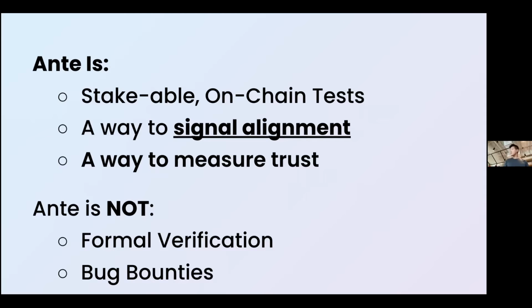And Ante is also not a bug bounty, in the sense that bug bounties are a way of facilitating trusted communication between people who identify exploits and the team, whereas we're building just simple stakeable on-chain tests that participants can either stake, meaning that they believe the test will always pass, or challenge, which means they believe that the test may fail in the near term.